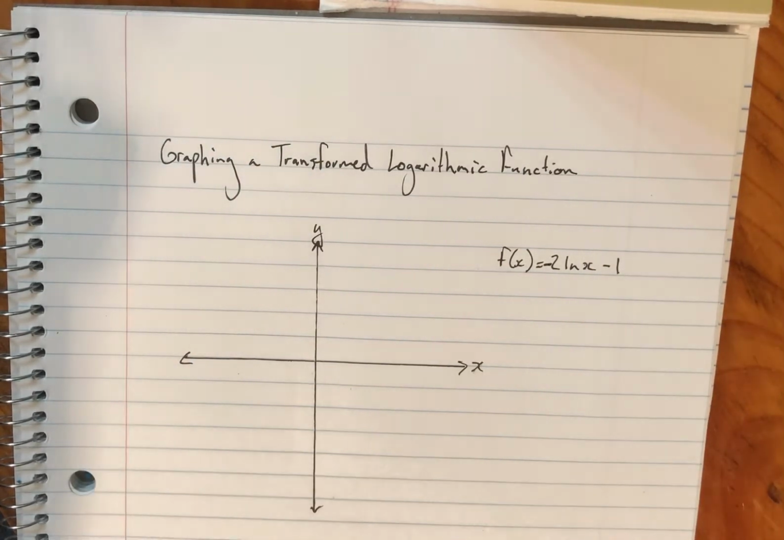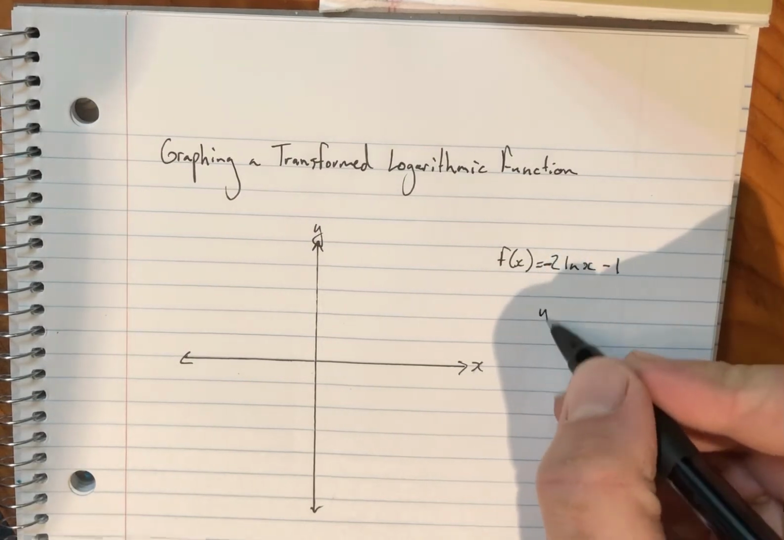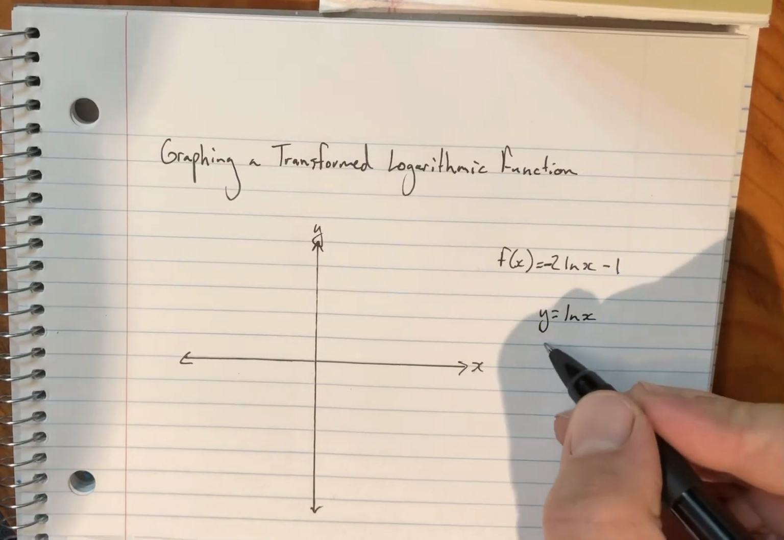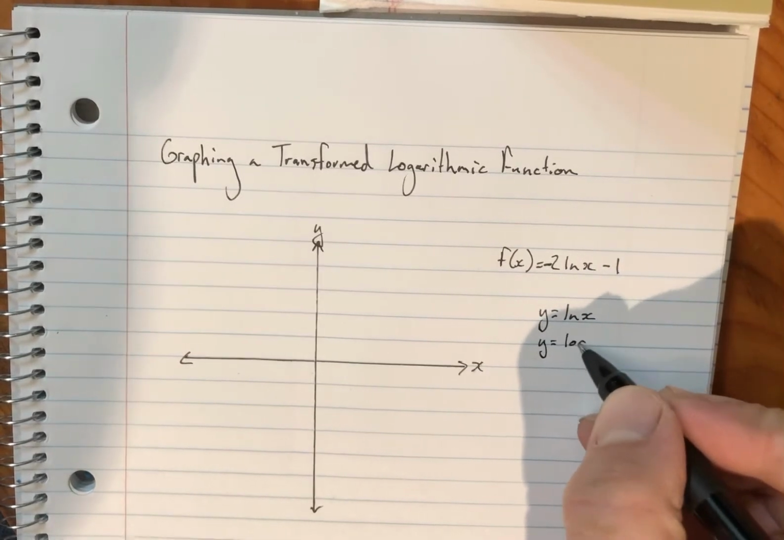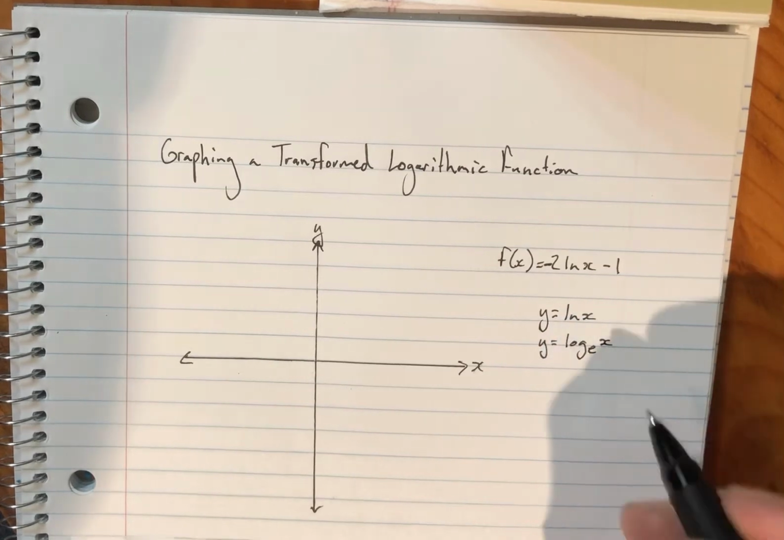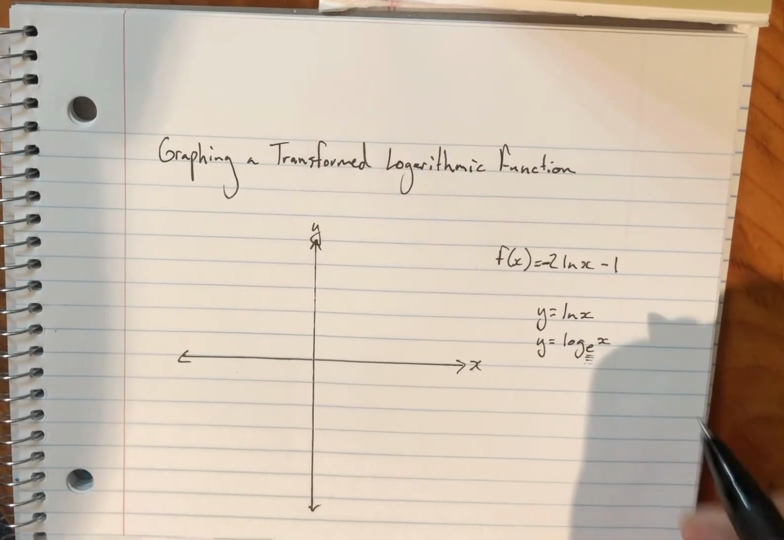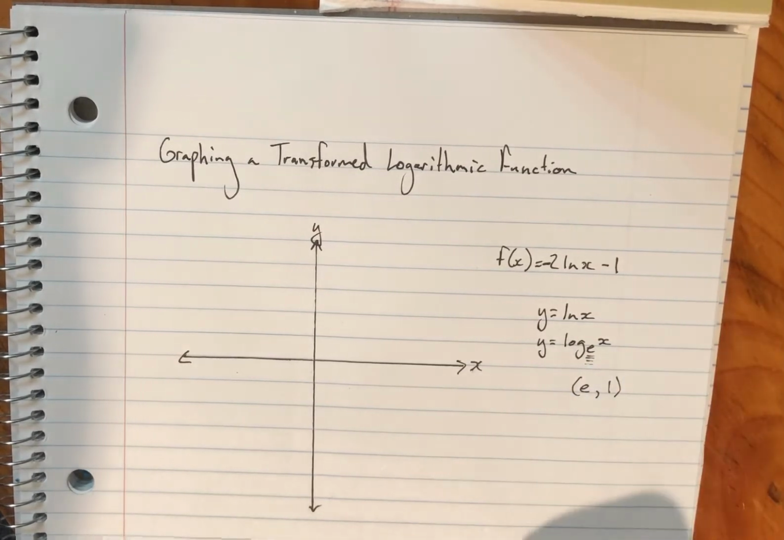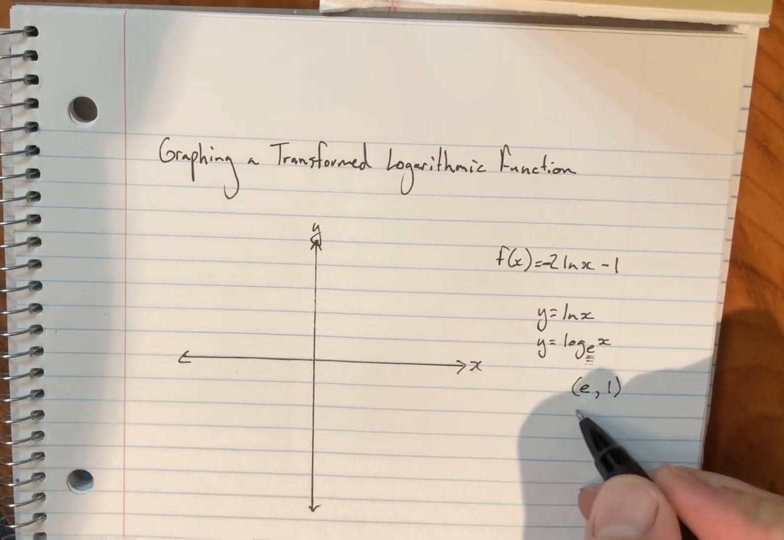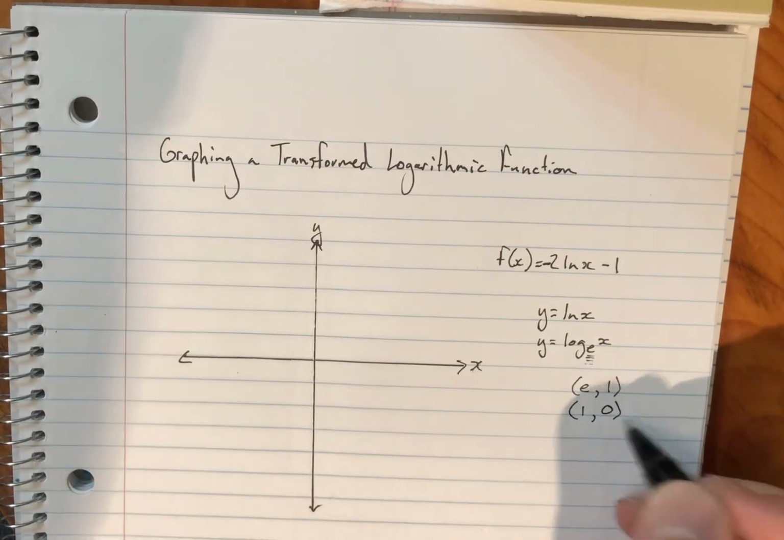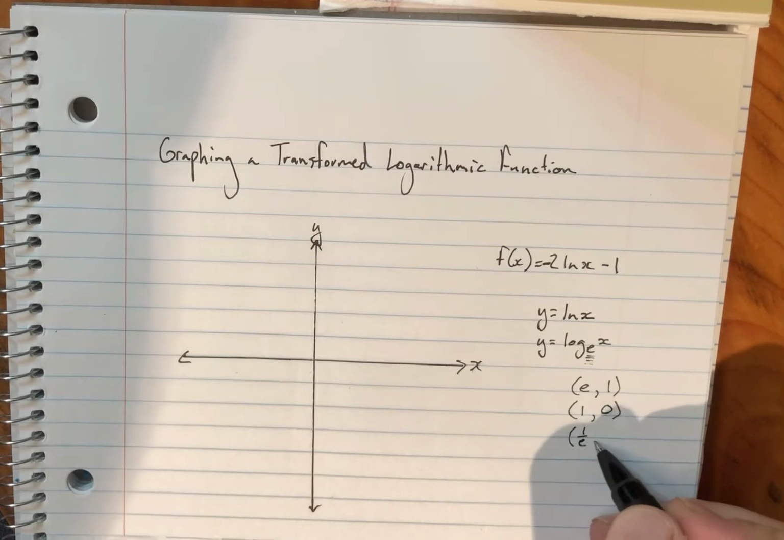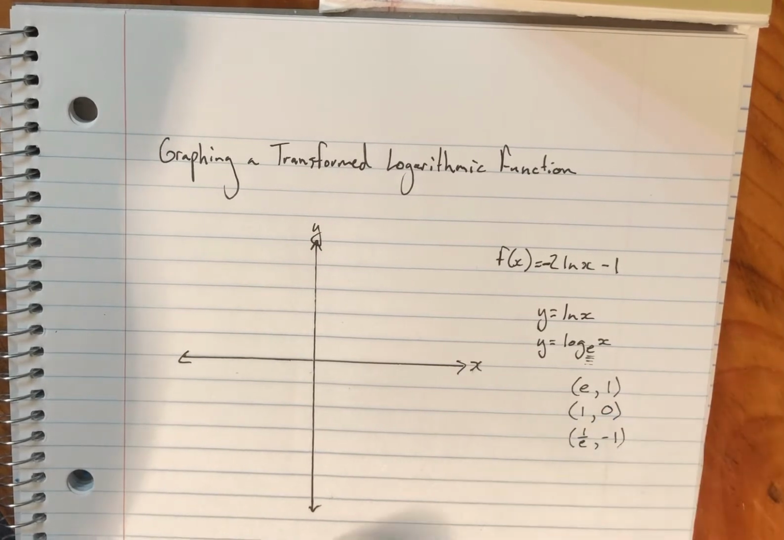I like to always start by plotting just the base logarithmic function. So that's going to be y equals ln x. And this, if you recall, is actually equivalent to y equals the logarithm of base e of x. And why that's important is because the base is always going to be one of our parent points. It's going to be that point at e, 1. So we know we have 3 points. There's that point that's ever present at 1, 0. And then there's the point of the reciprocal at 1 over e, negative 1.